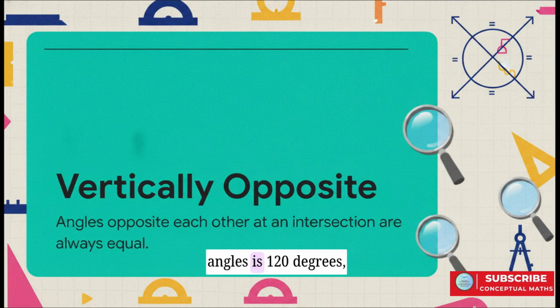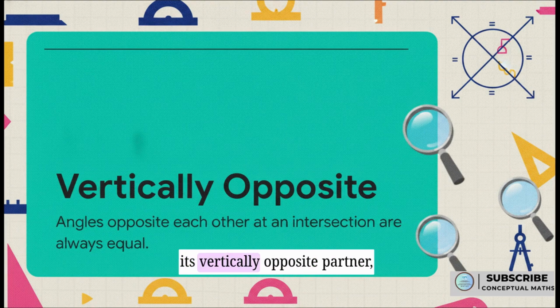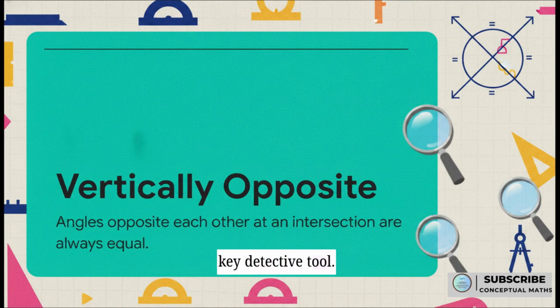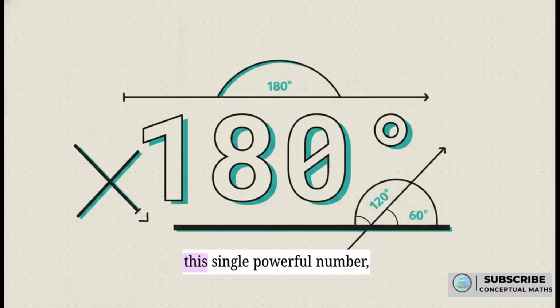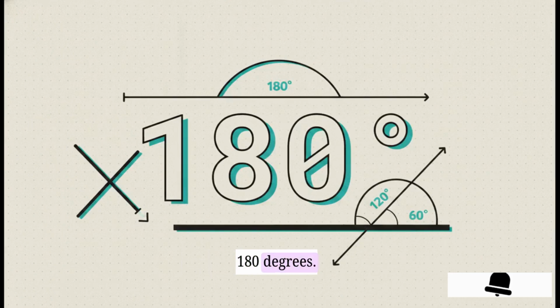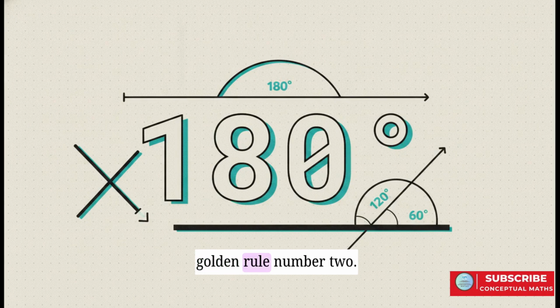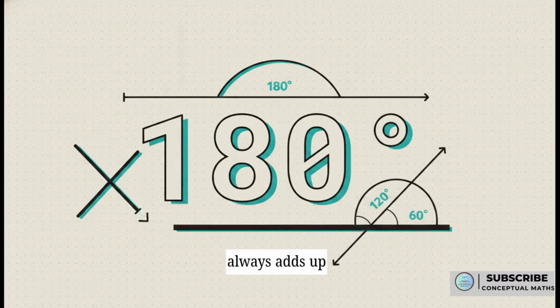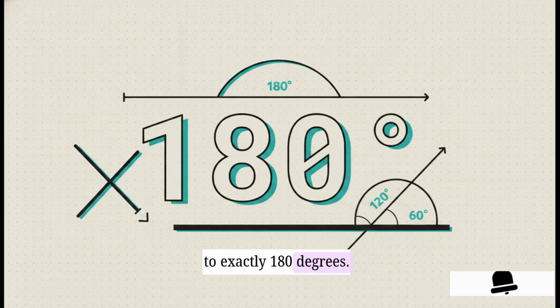So if one of those angles is 120 degrees, its vertically opposite partner, right across from it, is also exactly 120 degrees. This rule is incredibly reliable. It's our very first key detective tool. Now, take a look at this single powerful number, 180 degrees. This brings us to golden rule number 2. The sum of the angles on any straight line always adds up to exactly 180 degrees.